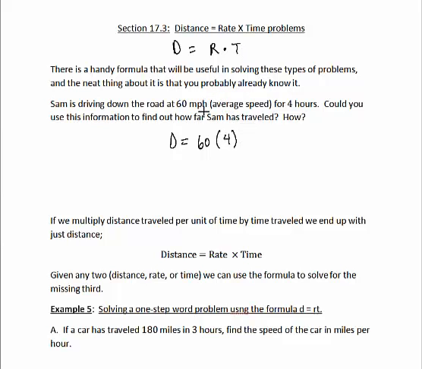And it's also important to notice that the rate is based on hours, just as we were given the same units for time, hours and miles per hour. Alright, when these units are consistent, we can use them for rate and time in our distance formula. And so 60 times 4 would give us 240 miles. Distance is measured in miles. The rate is miles per hour, and the time is in hours.